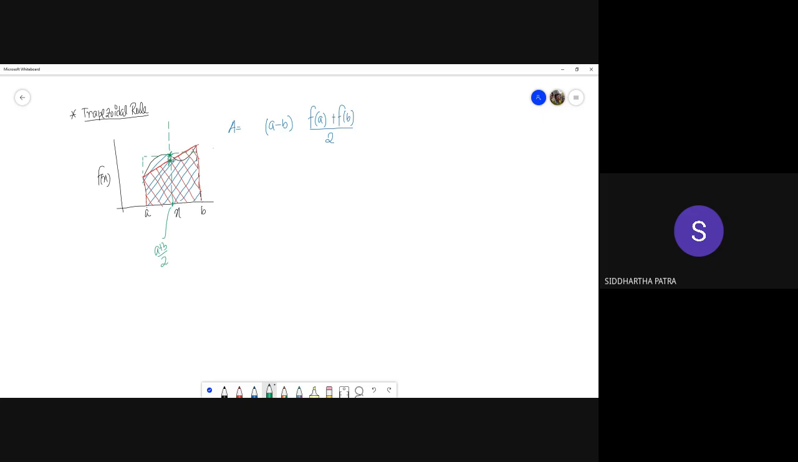Is that the same? No, in the rectangular rule, you only evaluate the function once for a given segment, but for the trapezoidal rule you need to take the average of f(a) and f(b).